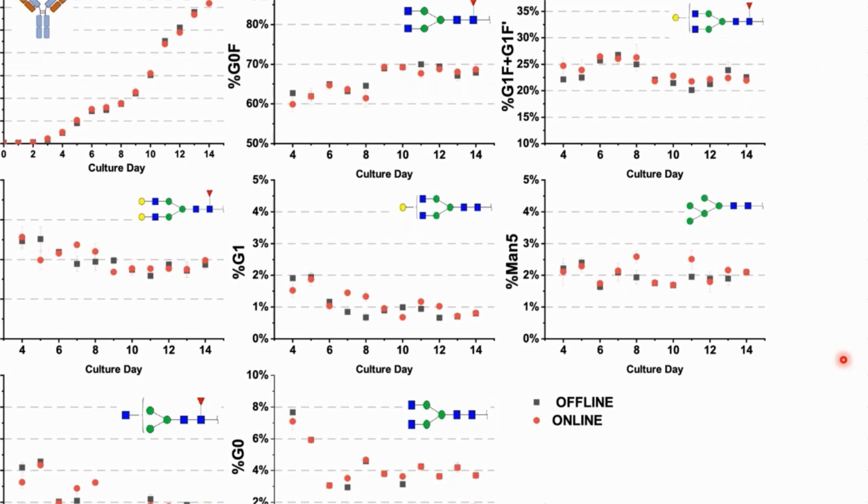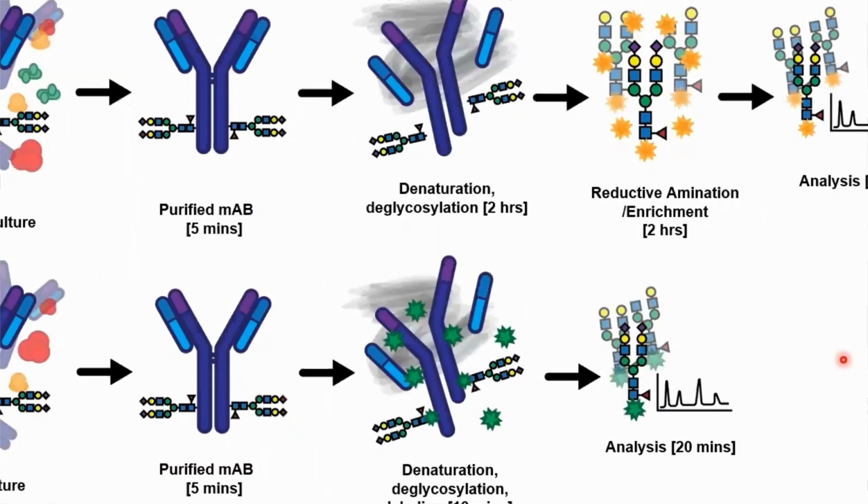So this brings us to the second work that I want to talk about, and this was the integration of instant procainamide into the system. This is a kit chemistry by Agilent that I'll talk about in a second. The traditional chemistry that we just talked about took about 4 to 5 hours from sampling to purifying, which takes about 5 minutes, to denaturing, which takes 2 hours, to reducing with reductive amination and enriching, which also takes about 2 hours, and analysis, which takes about 1 hour, all being about 4 to 5 hours.